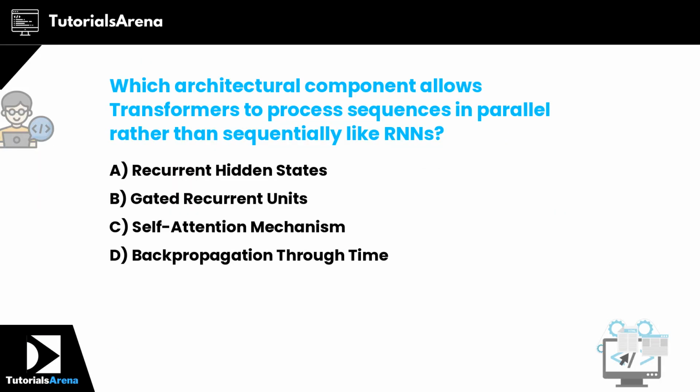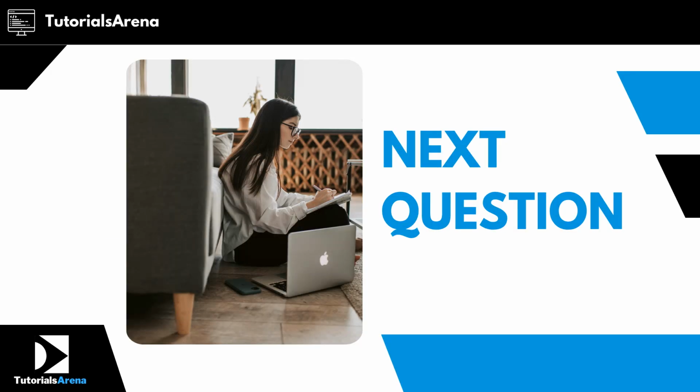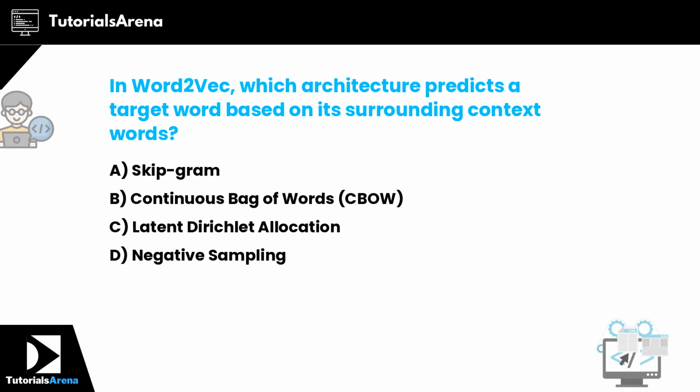Which architectural component allows transformers to process sequences in parallel rather than sequentially like RNNs? The correct answer is option C, self-attention mechanism. In Word2Vec, which architecture predicts a target word based on its surrounding context words? The correct answer is option B, continuous bag of words, CBOW.